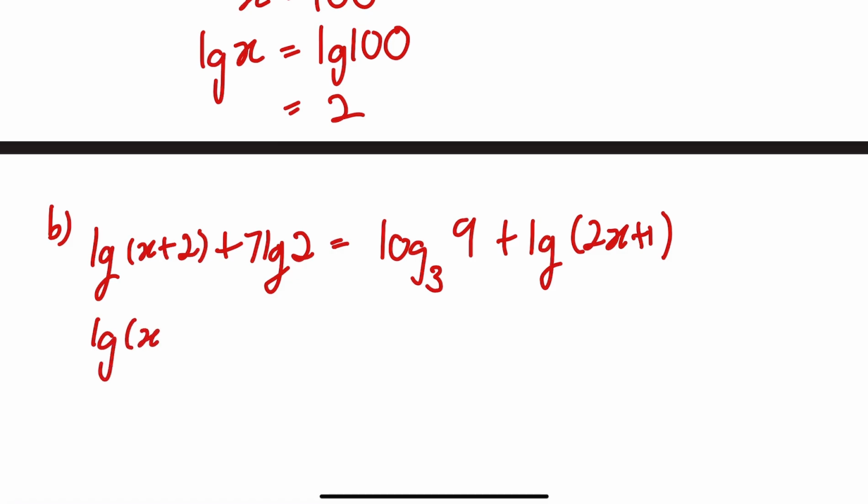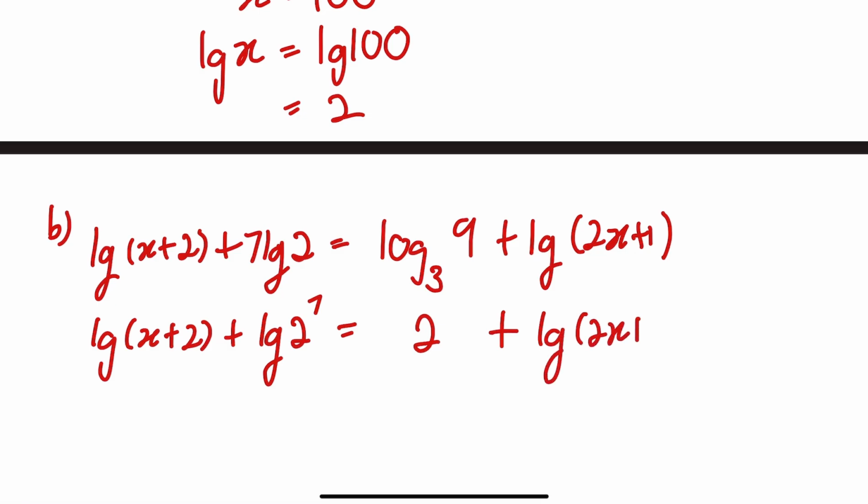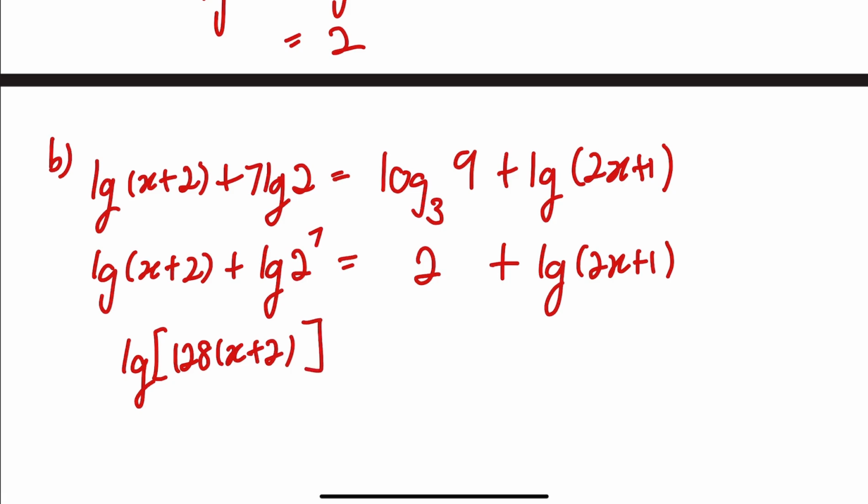Log base 10 of (x plus 2) plus log base 10 of 2 to the power 7 equals, over here, log base 3. In order to get 9, I must have a power of 2. This is 2 plus log base 10 of (2x plus 1). Now I can combine the left side together. Since the coefficient is 1, by product law, 2 to the power 7 is simply 128. So this is simply log of 128 times (x plus 2). I put a square bracket so I know the log applies to the entire expression here, equals 2 plus log base 10 of (2x plus 1).